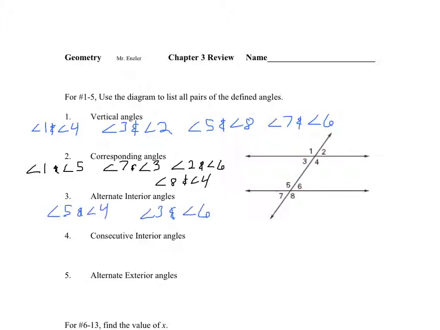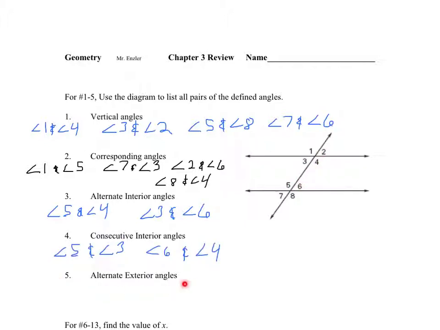Alright, number 4, consecutive interior angles. Consecutive means that the angles are right in a row, and interior means they're both on the inside. So 5 and 3 would be consecutive interior, 6 and 4 would be consecutive interior.